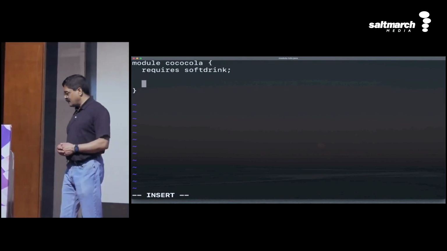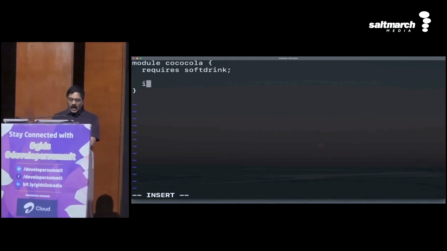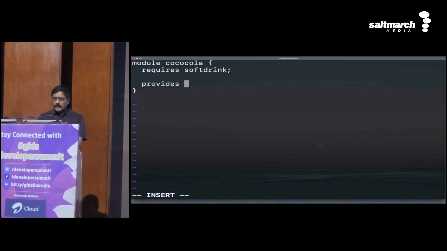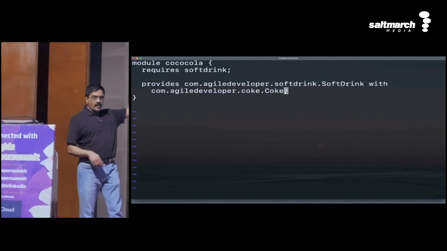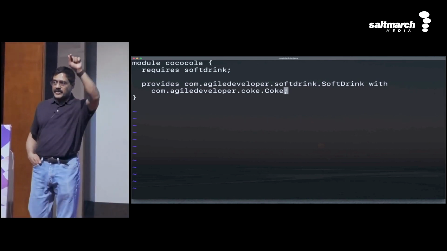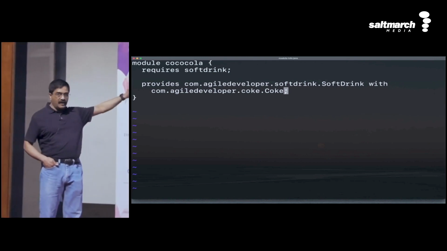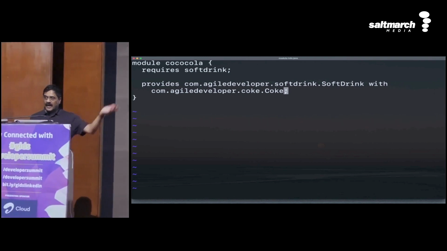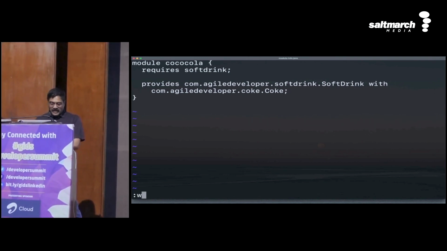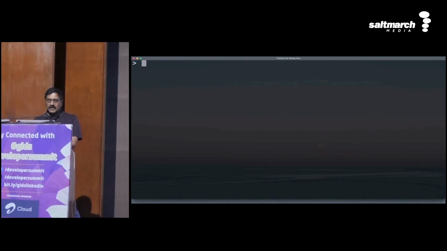So how do you specify that? The way you specify that is, you say over here, provides what? com.agiledeveloper.softdrink with, and this is going to become com.agiledeveloper.Coke. So you are saying, hey, I am going to provide an implementation of the soft drink by way of my Coke. And I want you to know that anybody who wants an implementation of soft drink can get access to it. So that's basically what we are specifying right in there, right? So that's all we did.